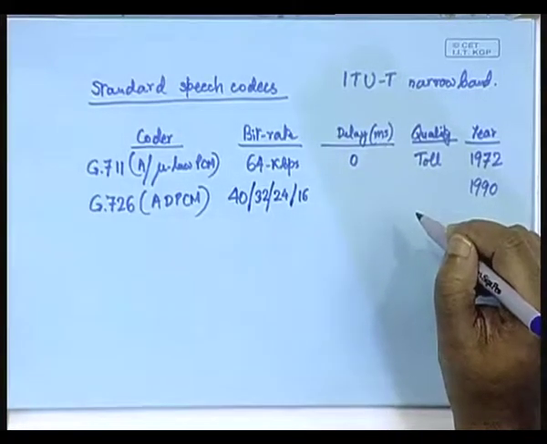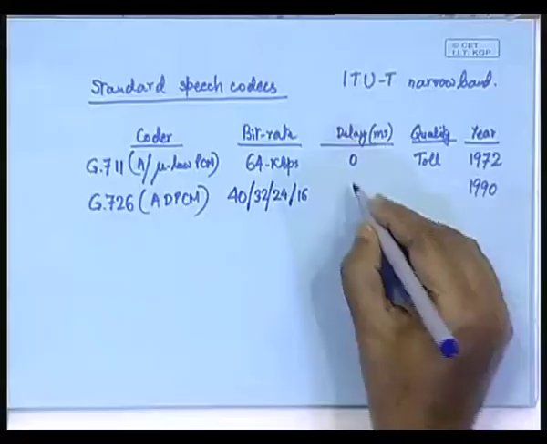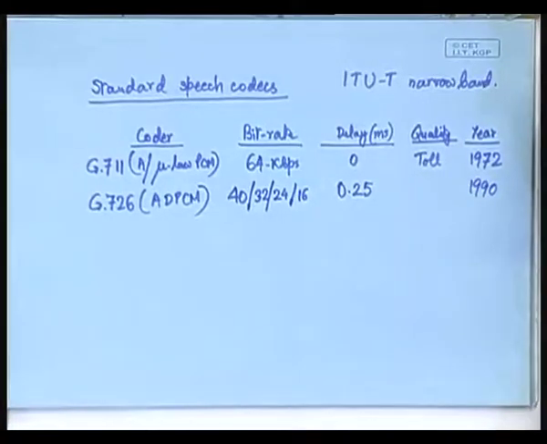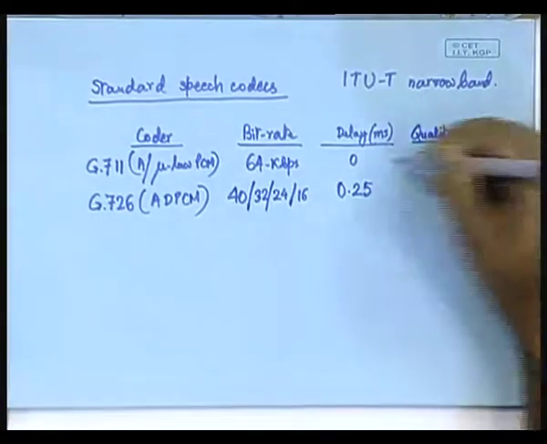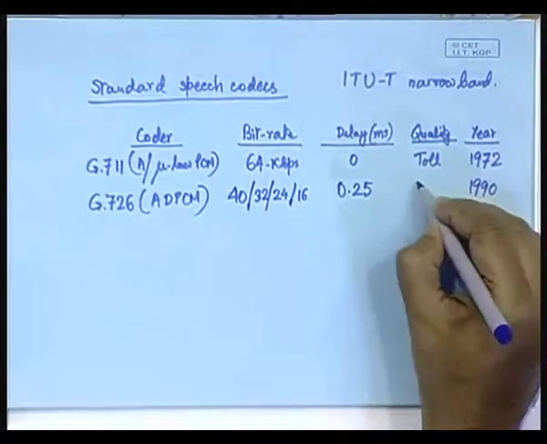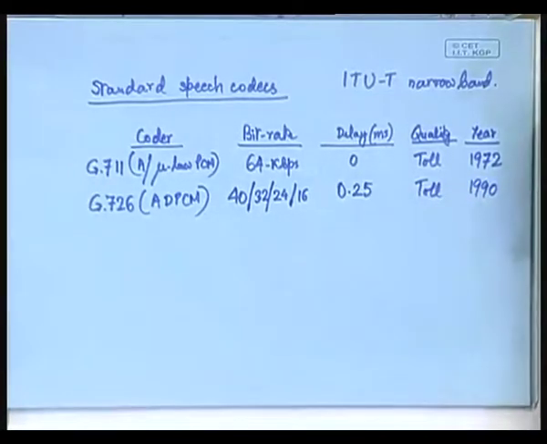Now, ADPCM definitely requires some amount of buffering, because you are predicting the samples based on the past samples. So obviously you need to have some storage, and as a result it gives rise to delays which are of course marginal, just 0.25 milliseconds, which is worse than PCM, but the quality is also toll quality.